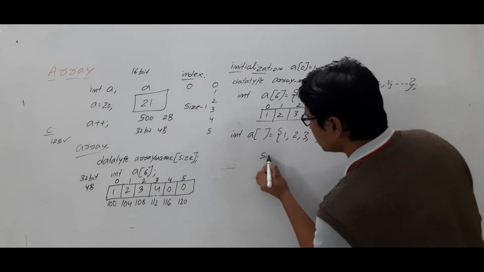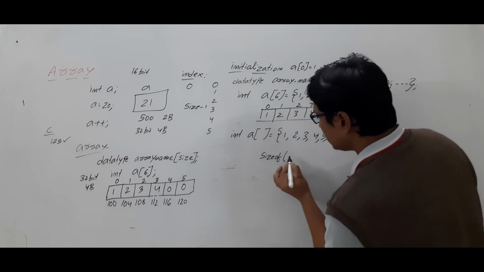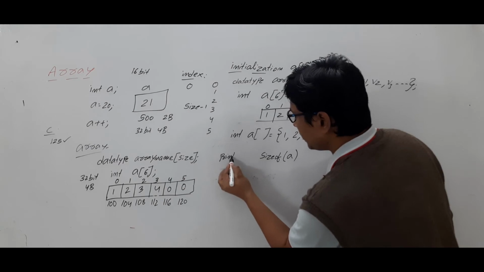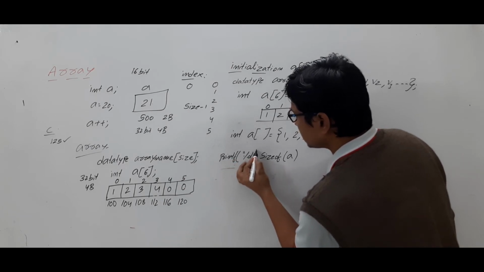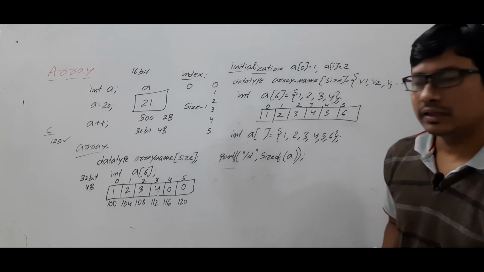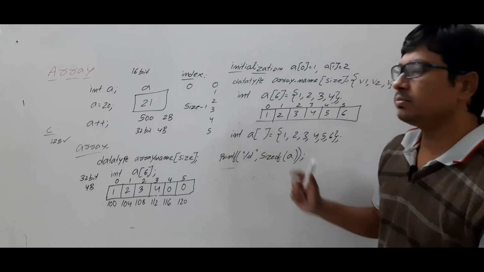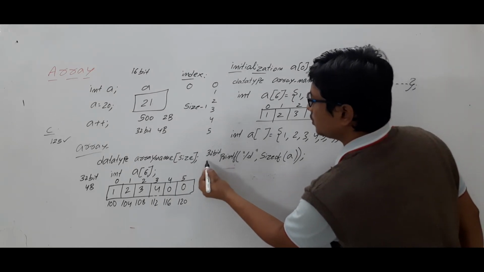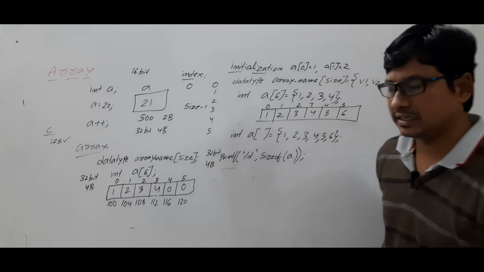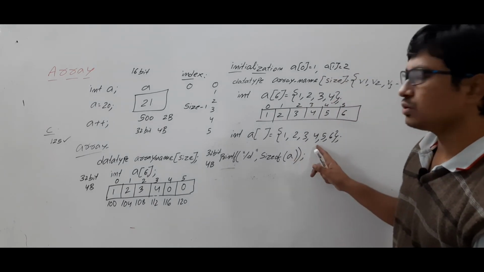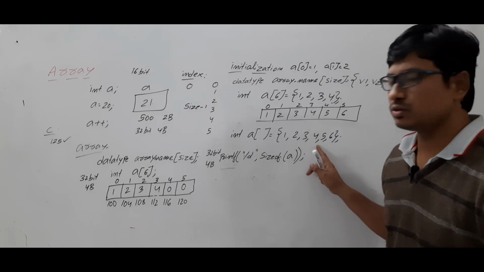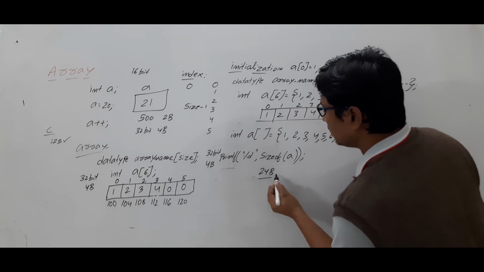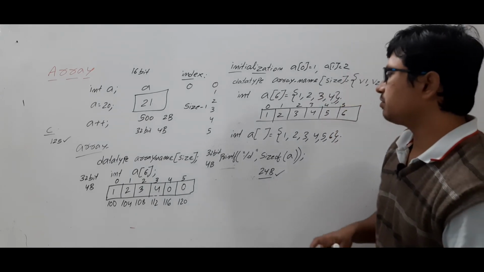So if you write the array name a and use the inbuilt function printf percentage d sizeof a, can you guess what value will be printed? If you are using a 32-bit compiler, you know that one integer will occupy 4 bytes. Now you are storing 6 such integers. So 6 into 4, which is 24 bytes of memory, will be allocated.